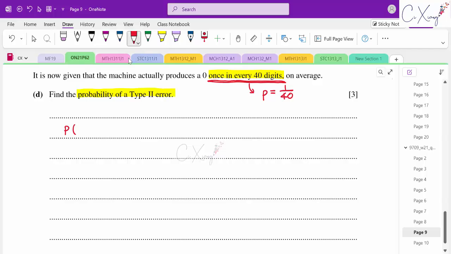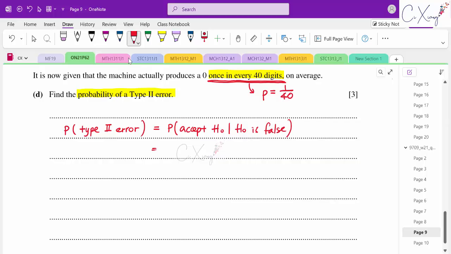So first of all, we need to know what is the definition for type 2 error first. For the type 1 and type 2 error, you need to think of a way to memorize it, because it will not be provided in the formula booklet. You need to at least know the basic definition for type 1 and type 2 error. Okay, so type 2 error is accept the null hypothesis when the null hypothesis is false.